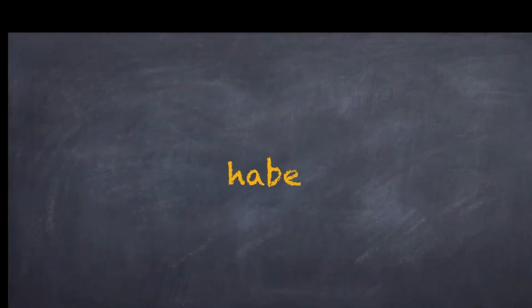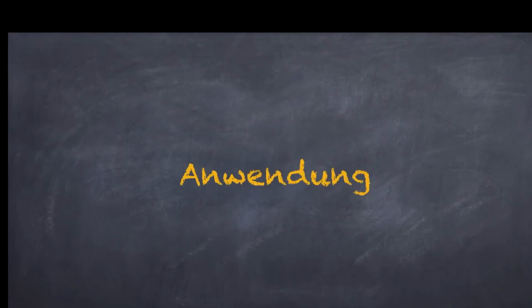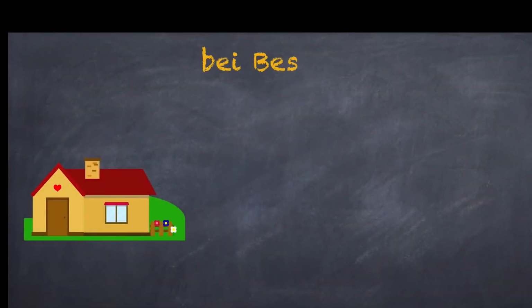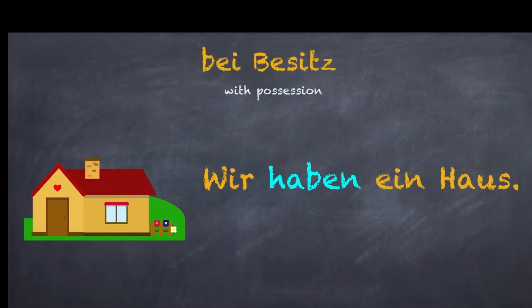Now let's come to the verb haben. Haben can be used in many contexts. Here is the Anwendung. Firstly, you use haben when you're talking of possession, when something belongs to someone, that is, bei Besitz. For example, wir haben ein Haus. The house is in our possession, hence we use the verb haben.